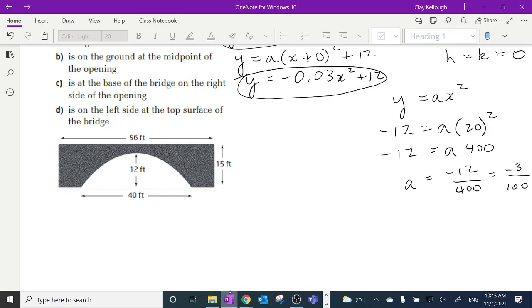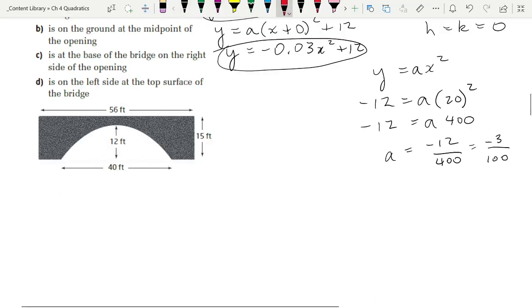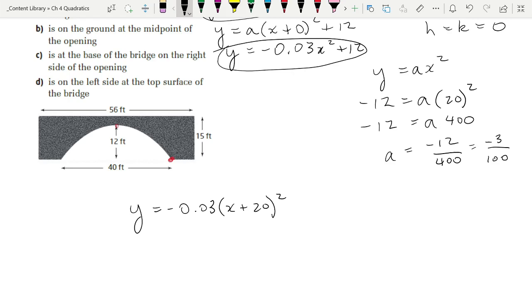And we're back. Okay, so if the origin is at the base of the bridge on the right side of the opening, so if the origin is right here, now to get from there to this vertex, what do you have to do? Well, A, as we've already realized, is not going to change. But now, to go from this point to that point, I have to move 20 units to the left. Remember the opposite rule for that? And 12 units up. Okay.